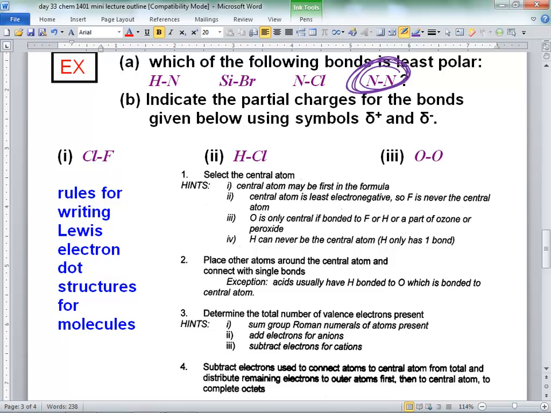So where would you put, Jesus, on the ClF bond, where would you put the partial plus and the partial minus? Yes. Right? Because fluorine's the most electronegative. Good. Gilbert, how about HCl? Where would you put the partial plus?